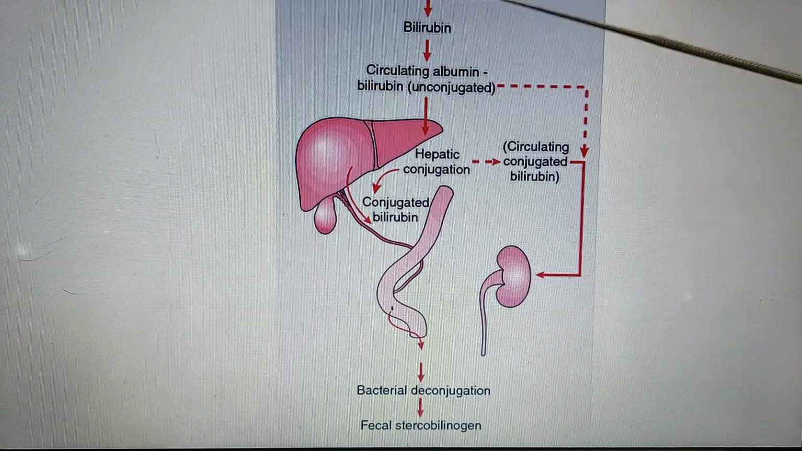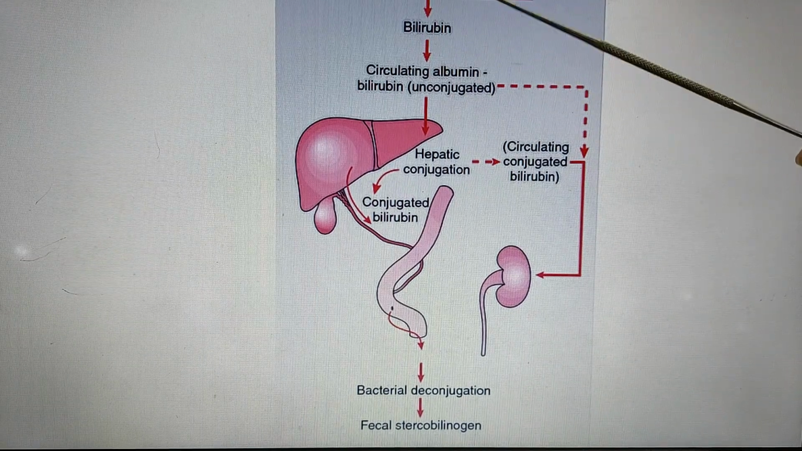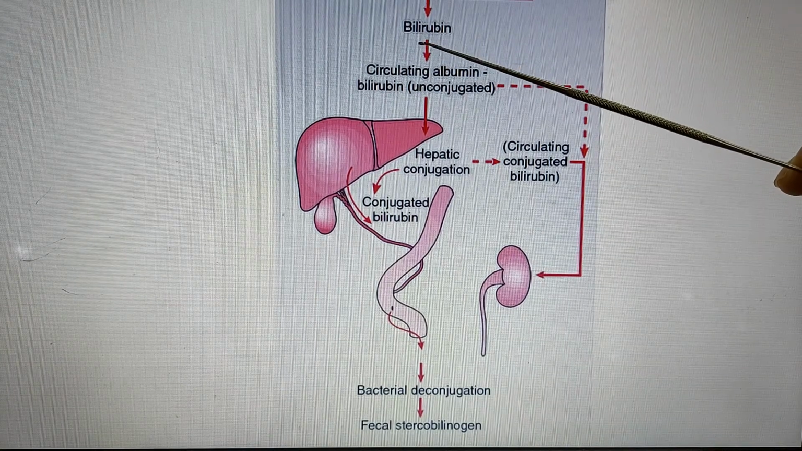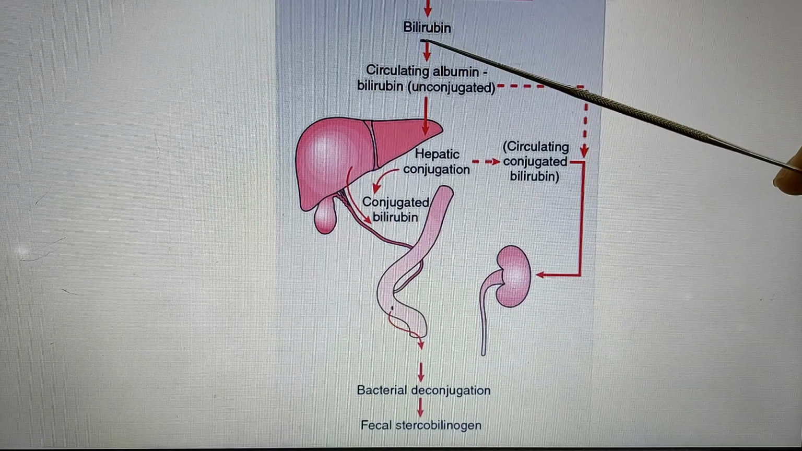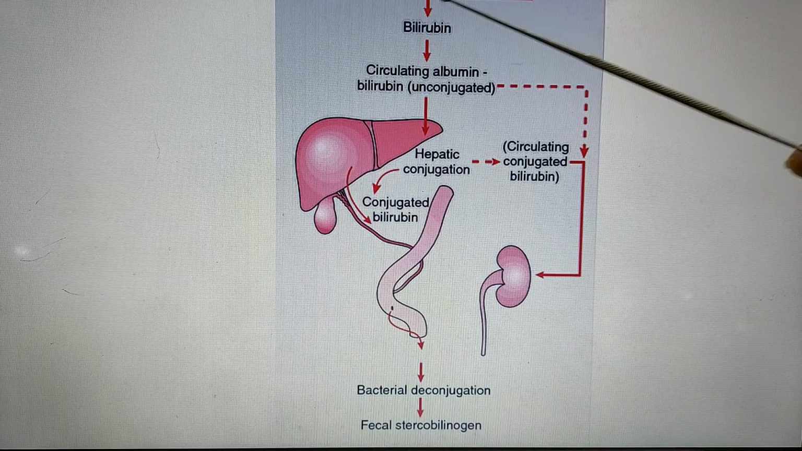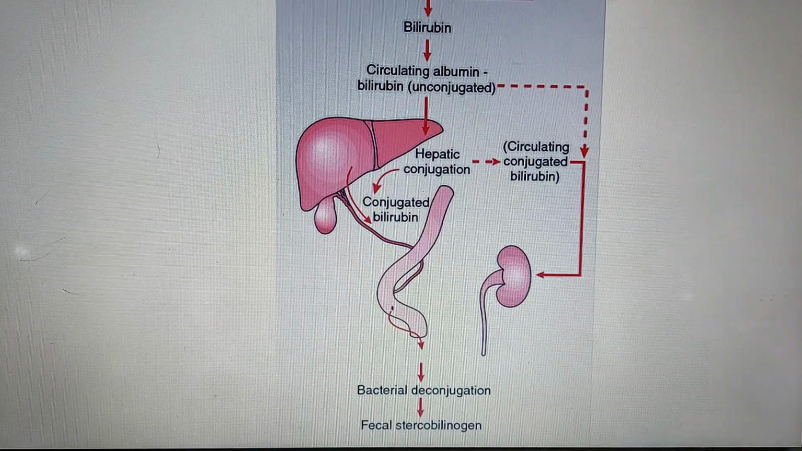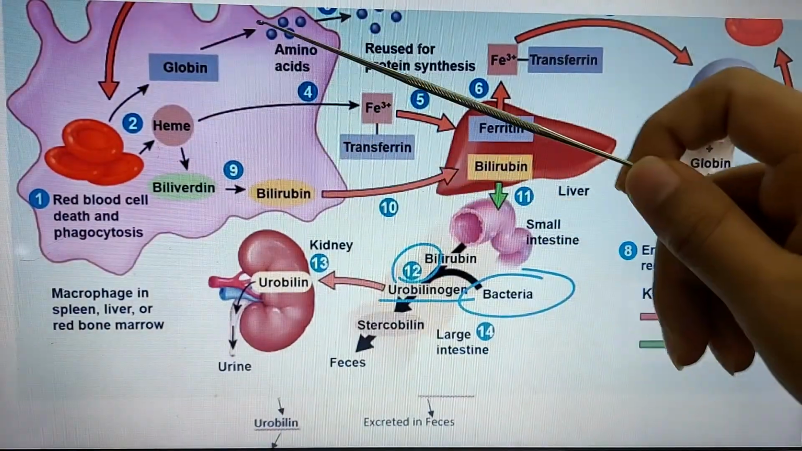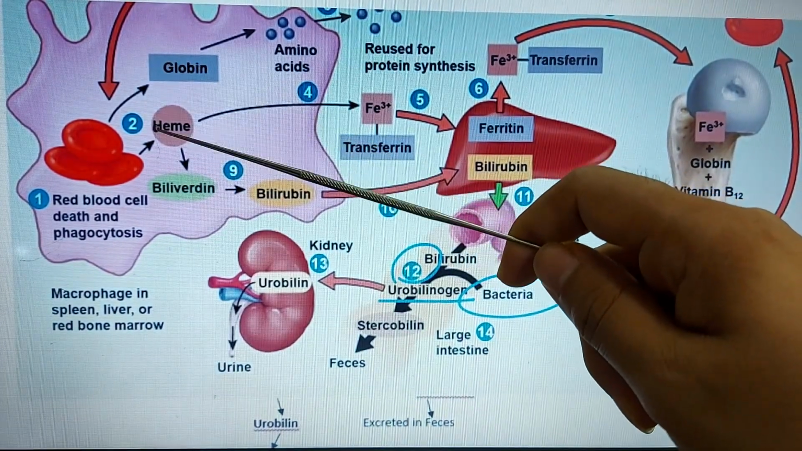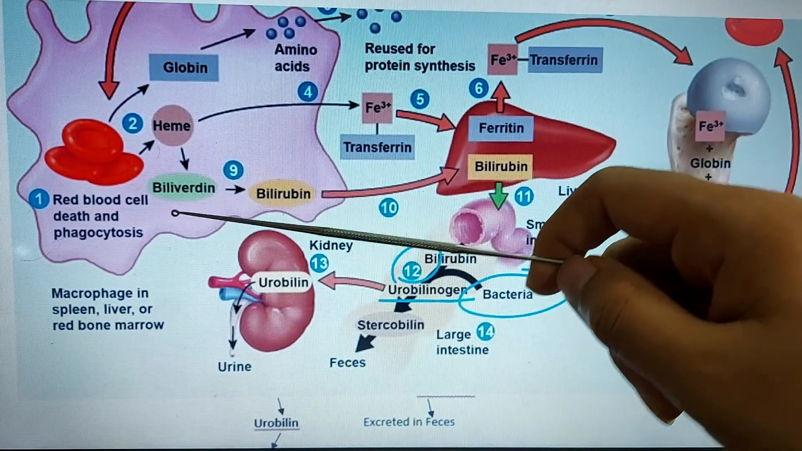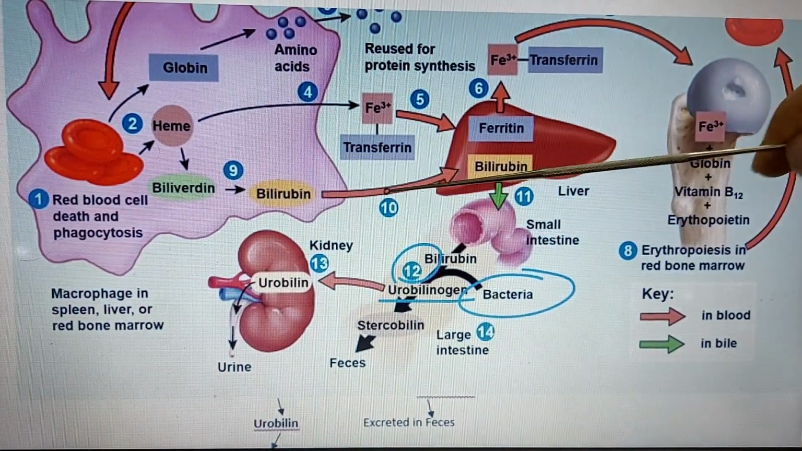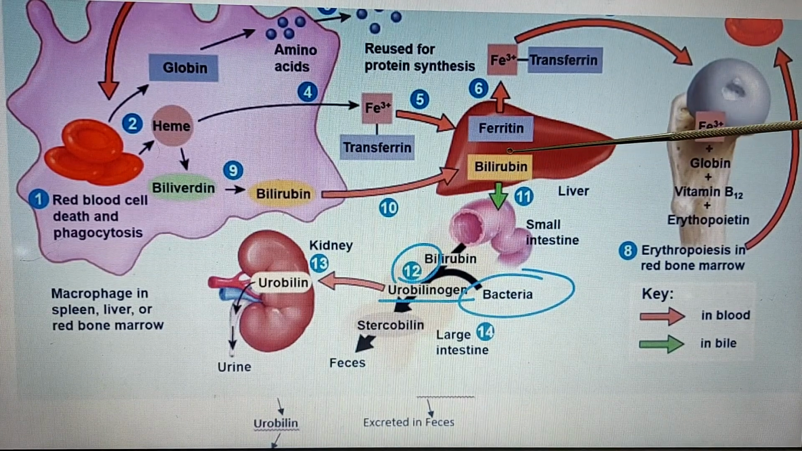For the pathophysiology of jaundice, we have to know how jaundice is produced. Jaundice means hyperbilirubinemia, when there is more and more bilirubin in the blood. How is bilirubin produced? We can see here that in the macrophage, the red blood cell is broken down into globin and heme. This heme converts into biliverdin and finally into bilirubin. This bilirubin is released into the circulation and goes to the liver.